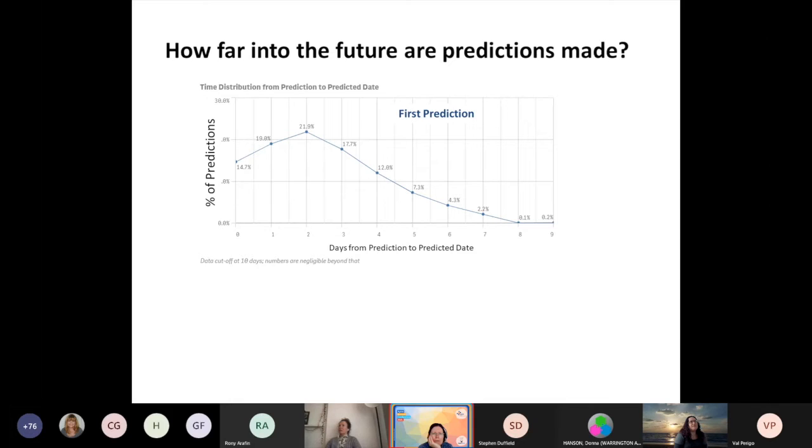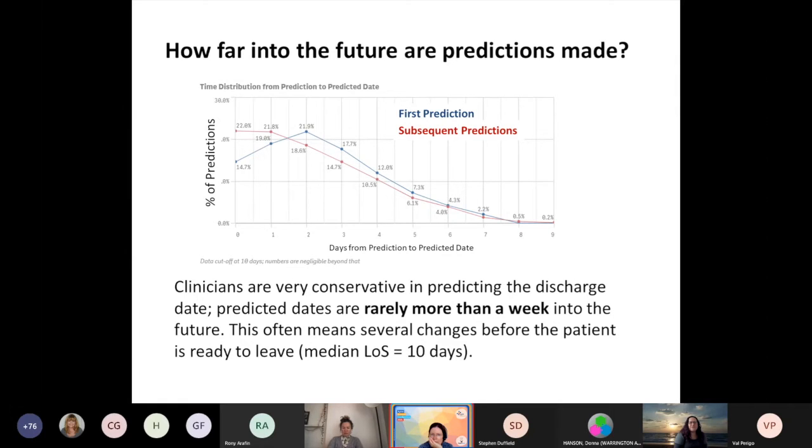Given that the average length of stay for this population is 11 days, the median is 10, we can see that that's way, way off what is perhaps realistic. So the subsequent predictions, most of them, when you change the dates, are changed to the actual day, the same day, or to 1 day away. They're very conservative. They don't plan very far into the future.